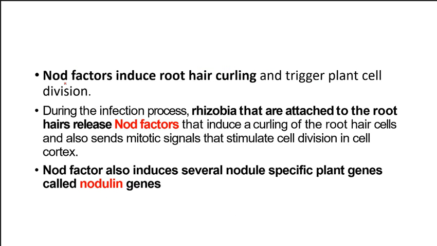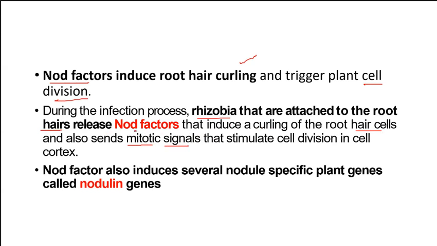Now what these NOD factors ultimately do is help in the curling of the root hair cells, and they also help in cell division. During the infection, the rhizobia which are attached to the root hair cells release NOD factors, which induce the curling of the root hair cells, and they also send mitotic signals.